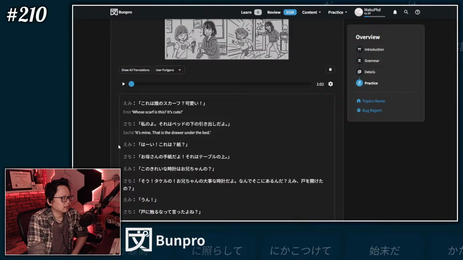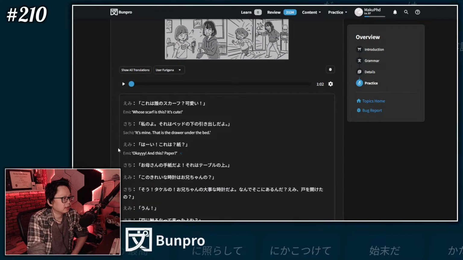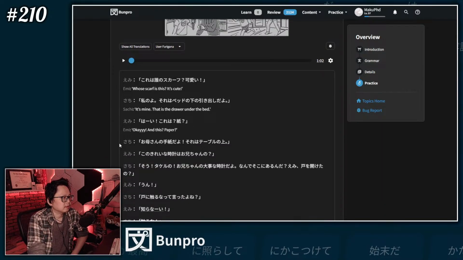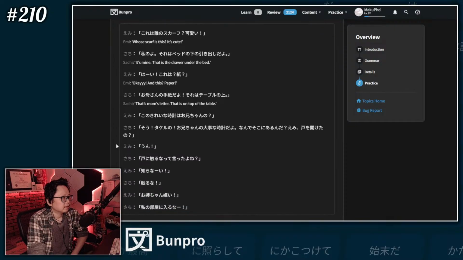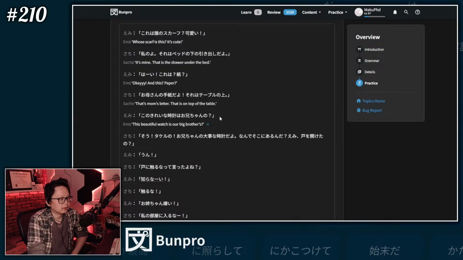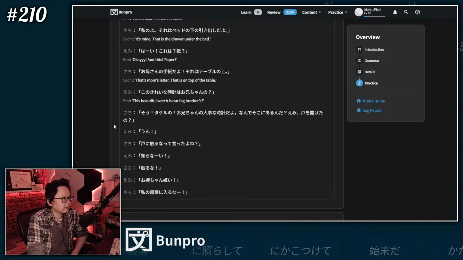And then you said, yeah, so and that, right? Or and this paper. And Sachi says, it's mom's letter, right? It's mom's letter. That is on top of the table, right? Then this really beautiful, is this beautiful or pretty, clock, sisters or brothers, sorry, brothers, big bros. Actually, clock, watch.